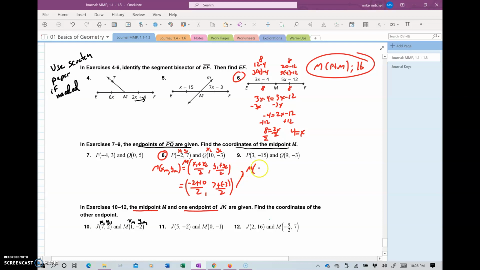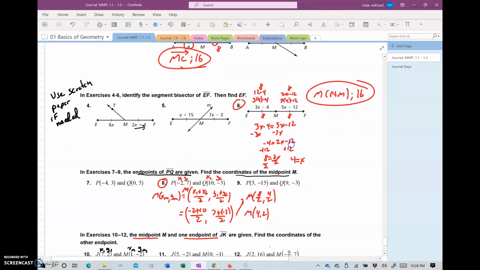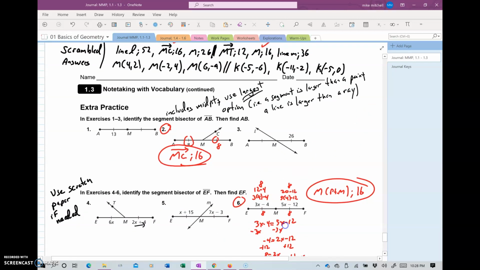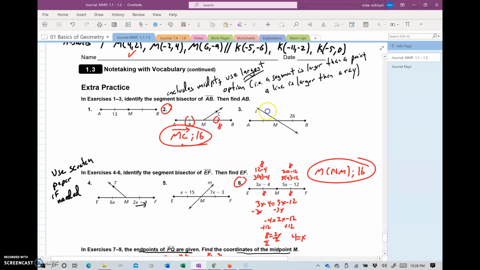M is going to be 8 over 2 and 4 over 2. So my midpoint is 4 comma 2. I'll show you this notation in the next one. You need it. And there's 4 comma 2.